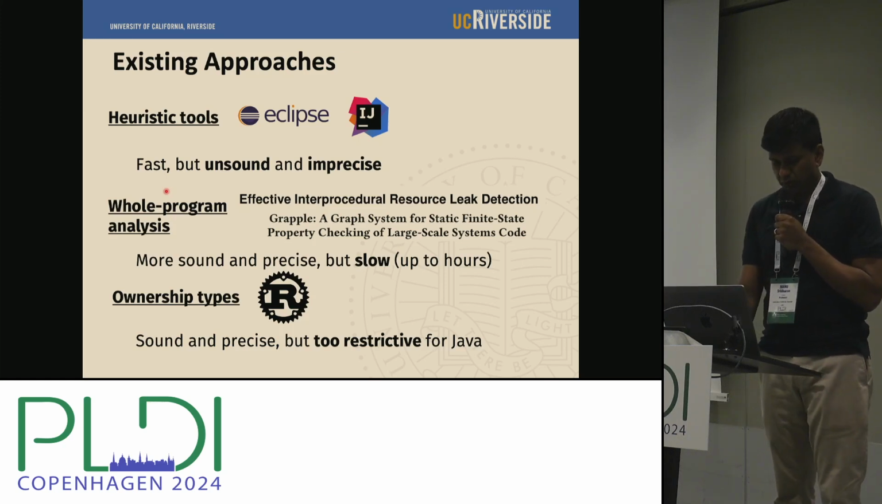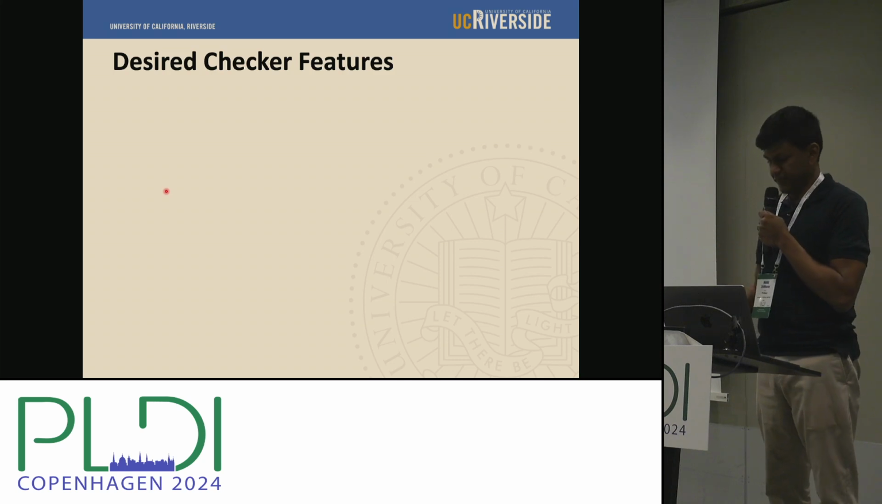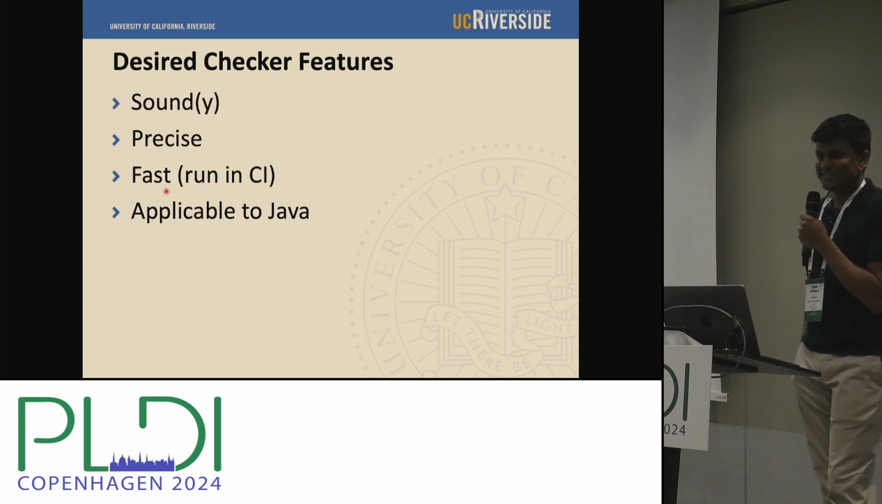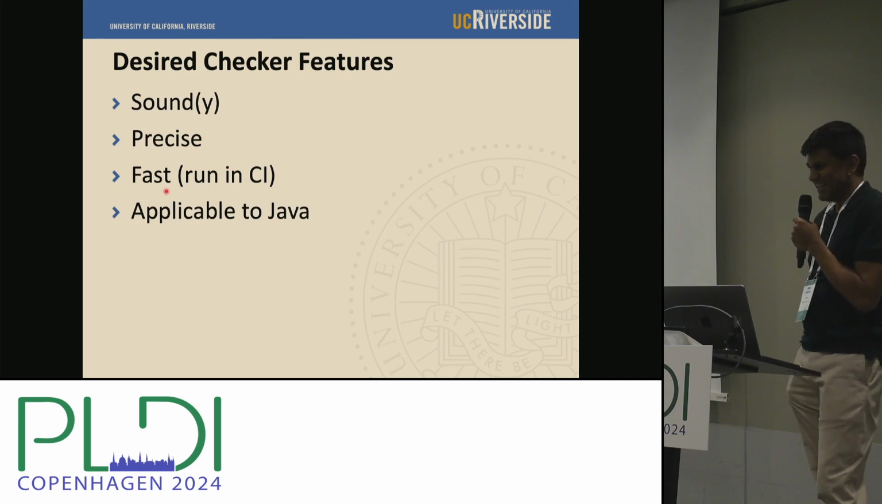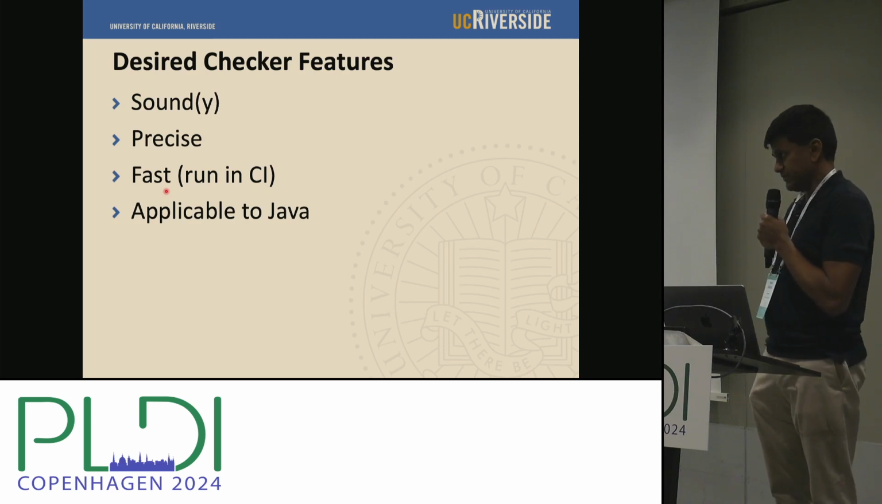So what would we like here? Kind of an ideal checker for these kinds of resource leaks. We'd like it to be sound, or at least soundy, catch as many of the real bugs as we can. Of course, we want it to be precise.